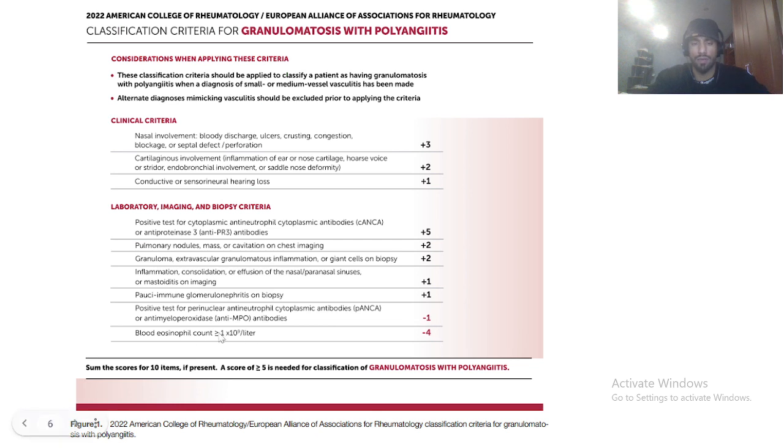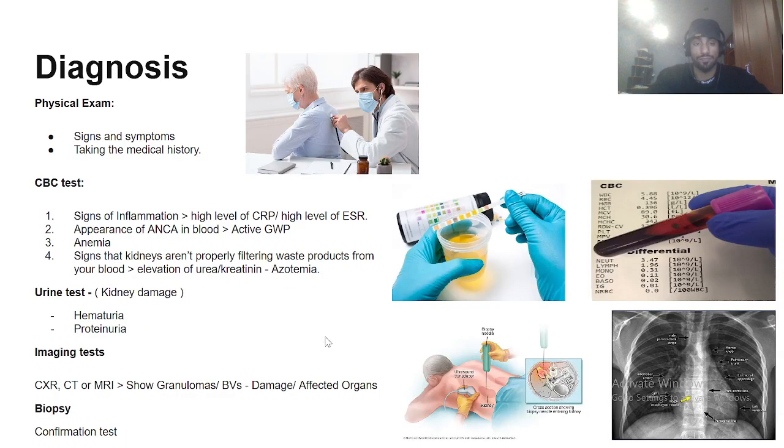It's minus 1 point. And here, blood eosinophil count of more than or equal to 1 times 10 to the power of 9 per liter, minus 4. And here it is written that the summative score is the sum if present. So a score of more than or equal to 5 is needed for classification of granulomatosis with polyangiitis. So if we have only 5 points minimum, we can make sure or prove that this is a patient suffering from granulomatosis with polyangiitis.